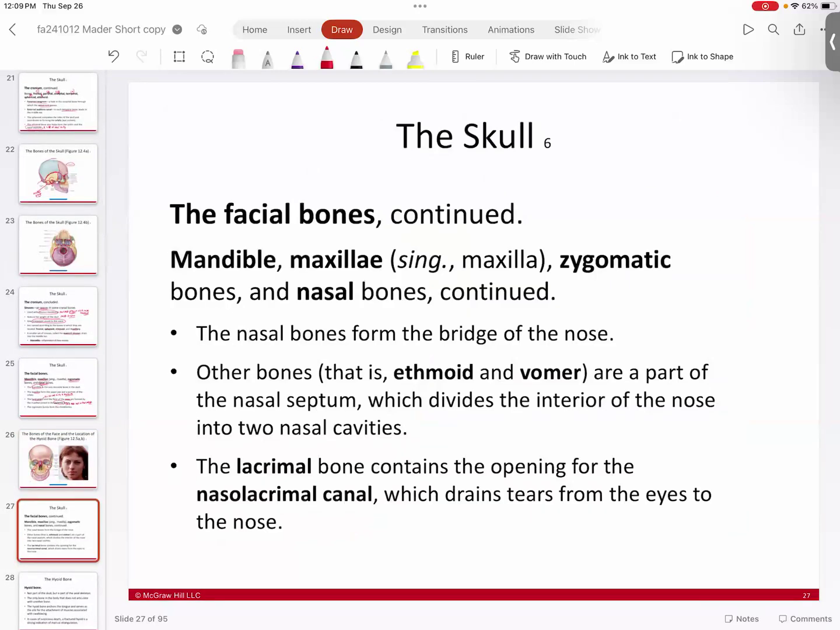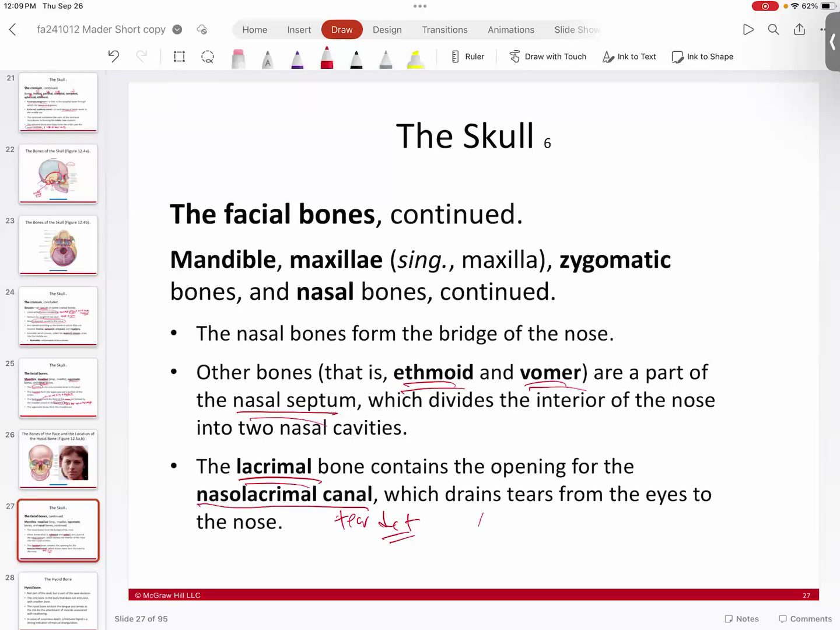Continuing, the nasal bones, like I said, form the bridge of the nose. Other bones involved here, for instance the ethmoid and the vomer, are also part of the nasal septum that divides one half of your nasal cavity from the other. And also the lacrimal bone, which is right by your tear duct. This forms an opening called the nasolacrimal canal, which is your tear duct, and that drains tears from your eyes into your nasal cavity.